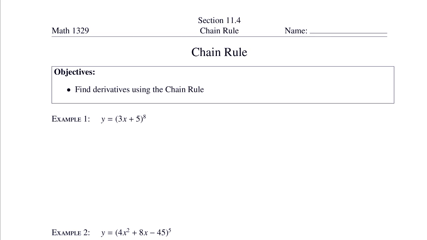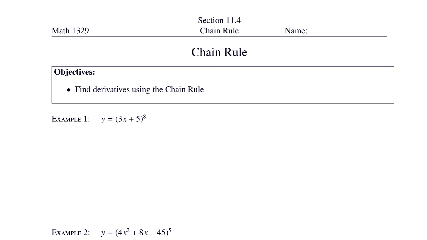In section 11.4, we're going to learn the chain rule. Now, notice that all these derivatives that we've been doing, like e to the x and natural log of x, they're all just x. In general, these functions could be anything. They could be natural log of, you know, 3x squared plus 4x plus 5. But in order to do those, you have to implement what we call the chain rule.